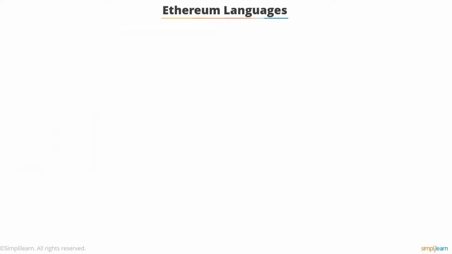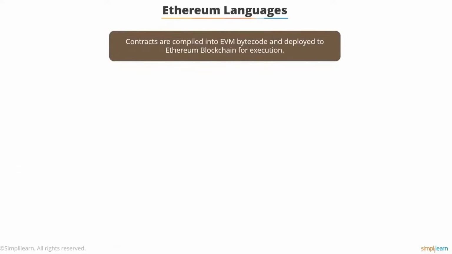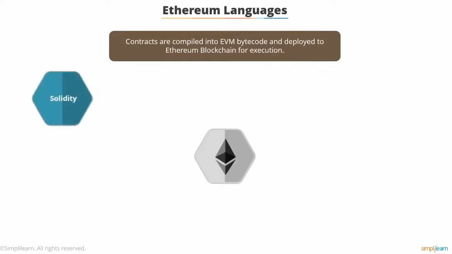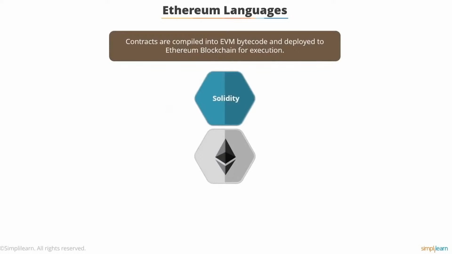Ethereum Languages. Every contract written for Ethereum is compiled into the EVM bytecode and deployed to the Ethereum blockchain for execution. Ethereum uses the following languages. The first language is Solidity. Solidity is an object-oriented, high-level language used for implementation of smart contracts on the Ethereum blockchain. Solidity was influenced by Python, C++, and JavaScript. It is designed to target the EVM.